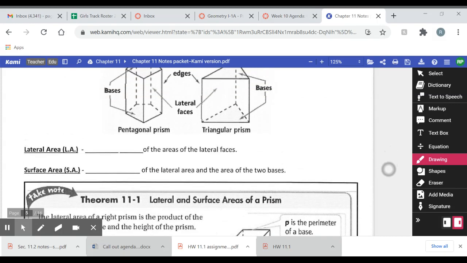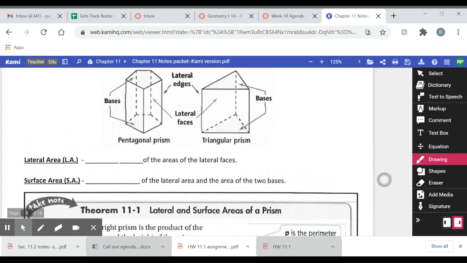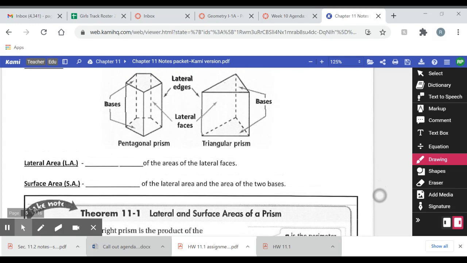All right, the lateral area, which we can abbreviate as LA, is the sum of the areas of the lateral faces. And remember, sum just means you're going to add up those areas. The surface area, or the total surface area, is the sum of the lateral areas and the area of the two bases. So again, lateral area is just part of the surface area.